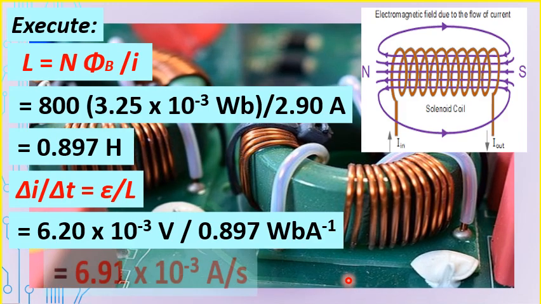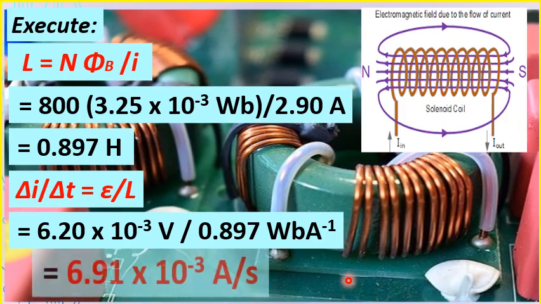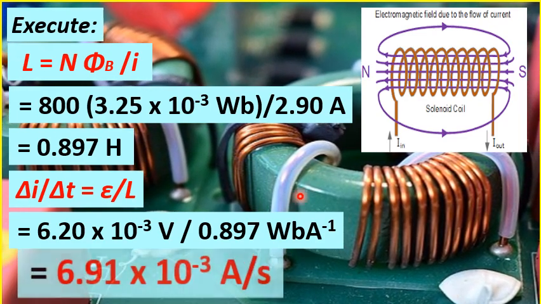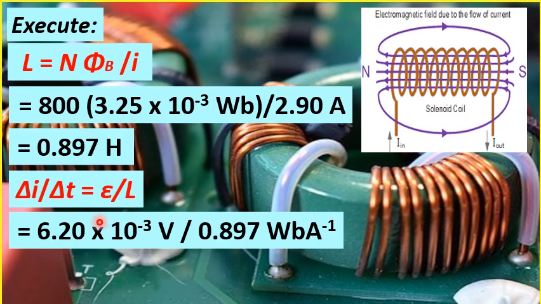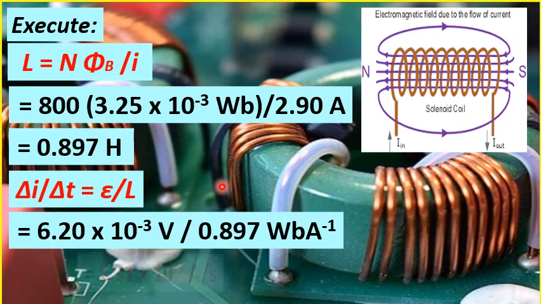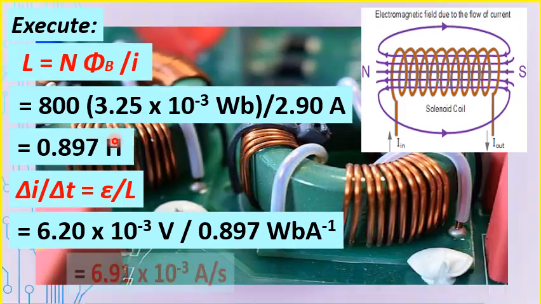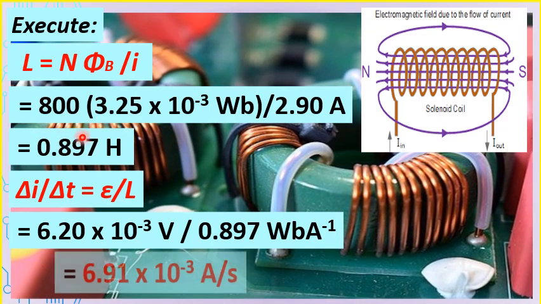So that is the rate of change in the current that induces the EMF given here, and the self-inductance that's also given here, 0.897 Henry.